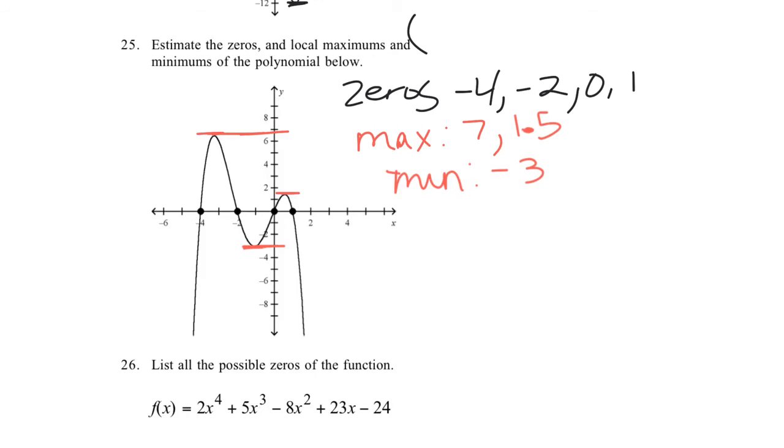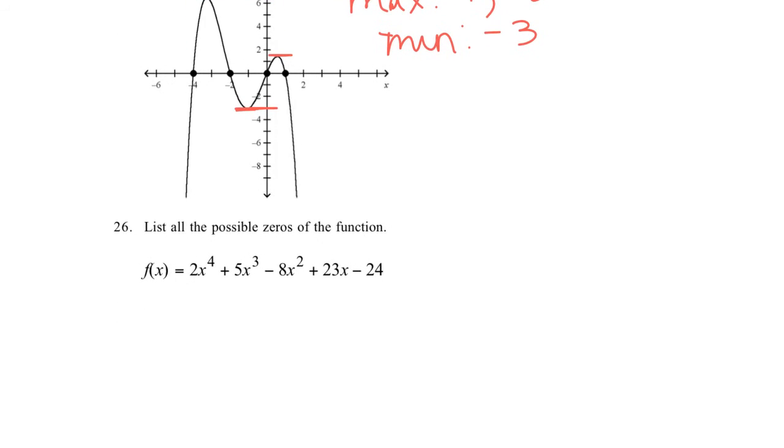And then number 26 says list all the possible zeros of the function. So the possible zeros is making our p and q list. So our p's are the factors of negative 24. So that's 1, 2, 3, 4, 6, 8, 12, and 24. And then our q's are 1 and 2.